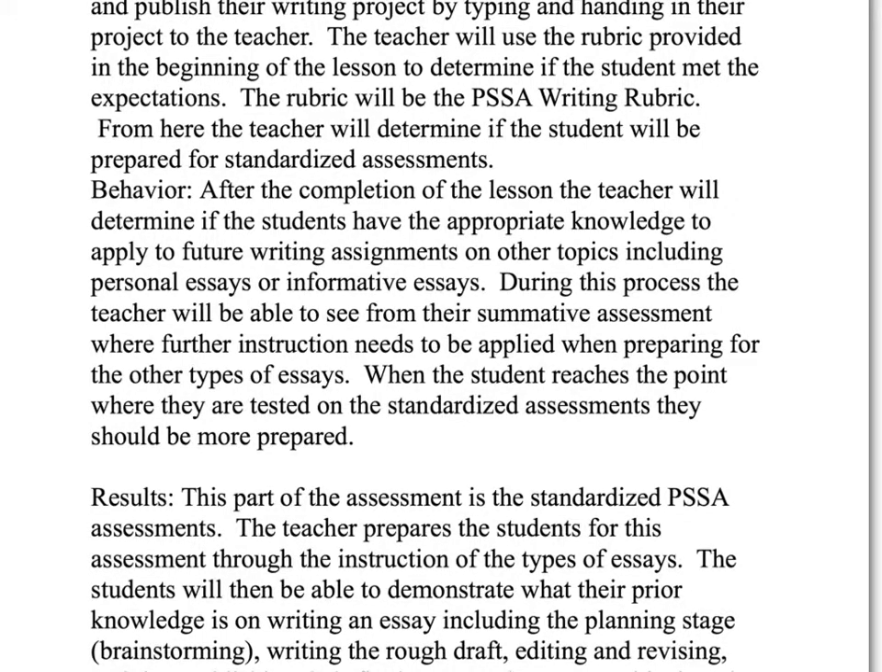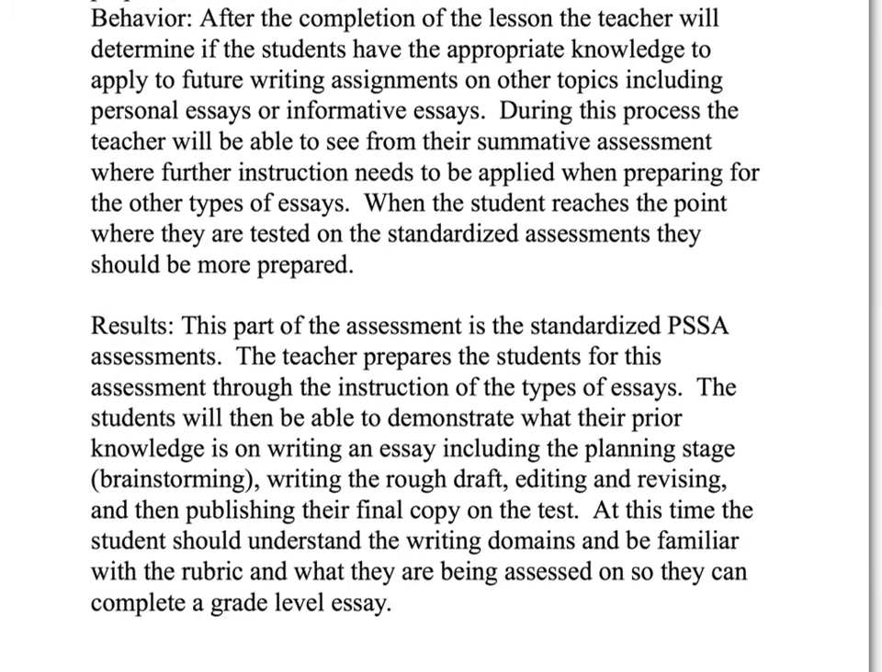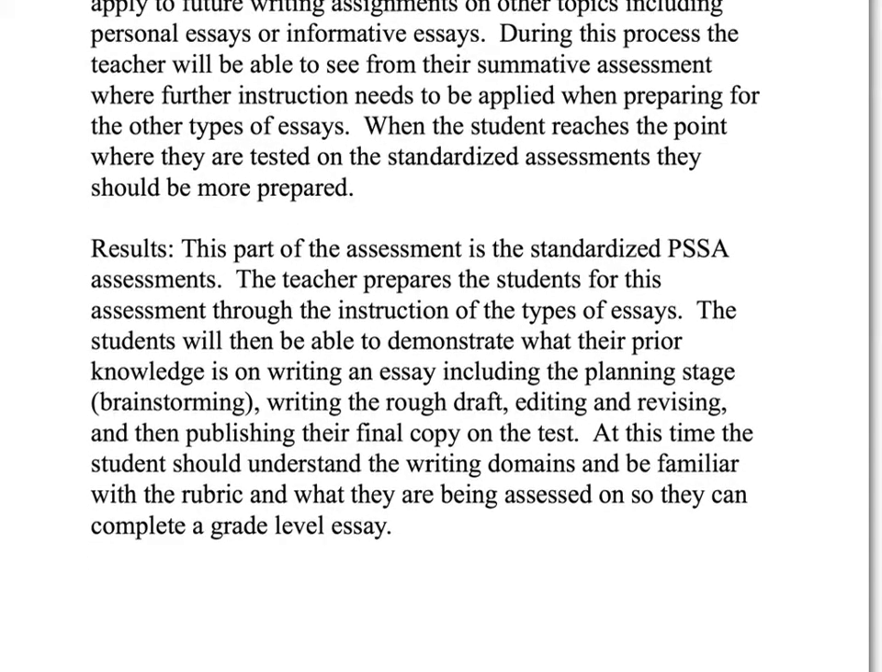The reason that we prepare the students is for the writing standardized PSSA assessment. The results of the PSSA assessments will be given back the following year. These results can help teachers plan for that year in the area of writing.